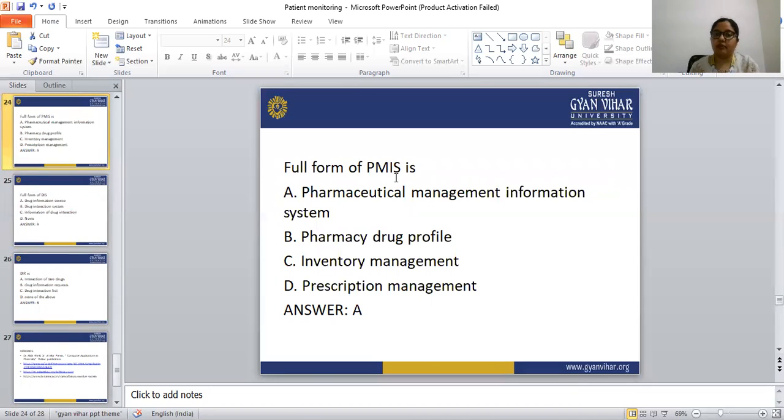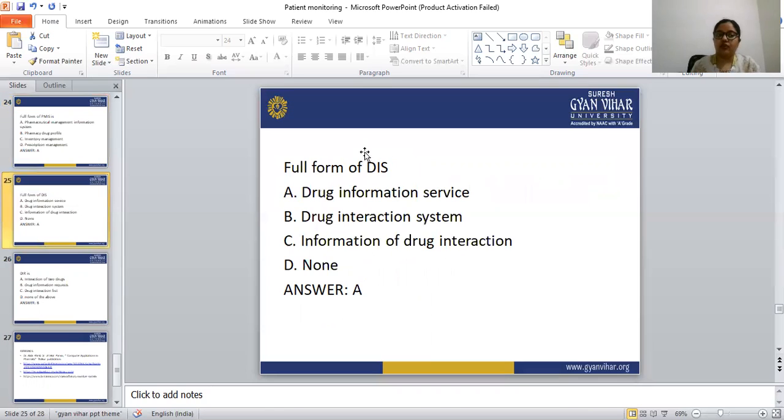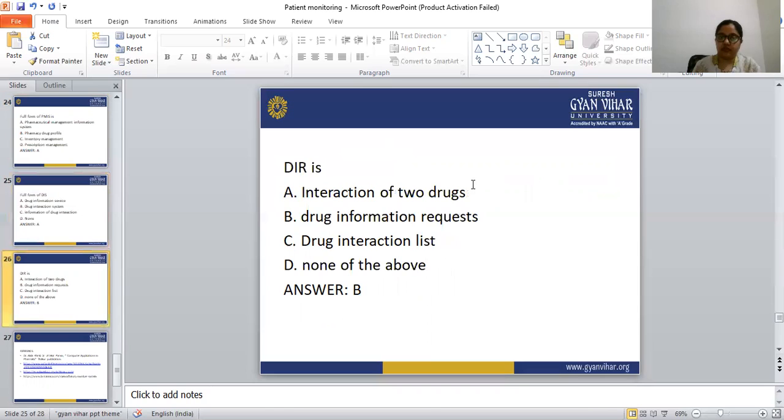Full form of the PMIS: the Pharmaceutical Management Information System is the full form of the PMIS. Full form of the DIS is Drug Information Service. Full form of the DIR is Drug Information Request. So the correct answer is B.